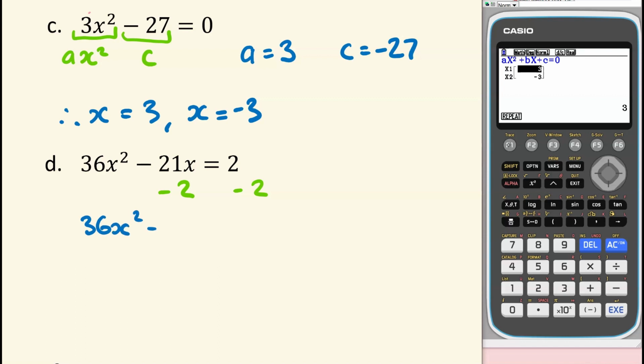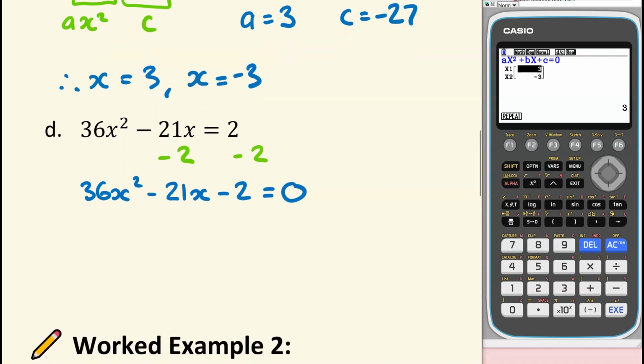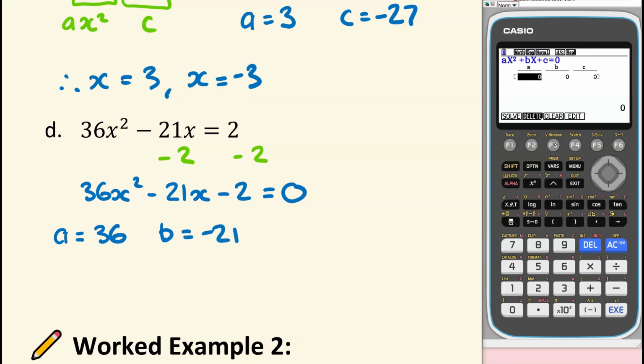So I end up with 36x squared minus 21x, take 2, equals 0. Now, even though we have ended up with a non-monic equation, we don't need to do any further manipulation to this quadratic. We can just go ahead and identify our a value of 36, our b value of negative 21, and our c value of negative 2, and go ahead and put it into our graphics calculator. So we'll put in 36, negative 21, negative 2, solve, and we can see that we have 2 x solutions.